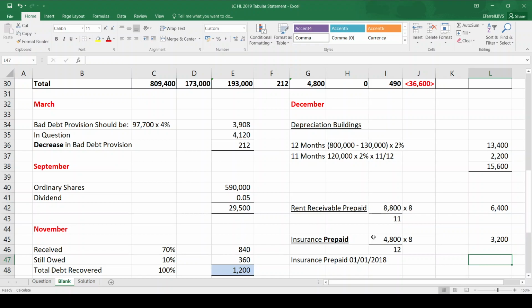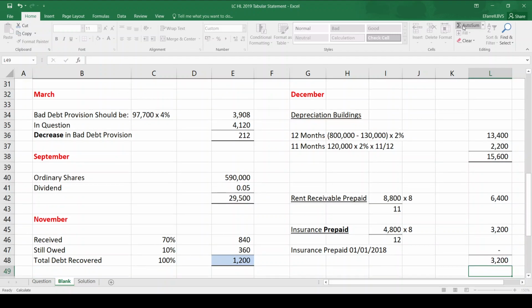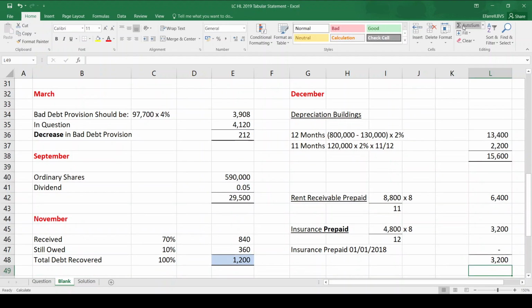Now, in some questions, there is insurance prepaid at the start. If there was, we would have to add it on. In this question, there isn't, so that's just going to be 0. So in total, this comes to 3,200. So I just need to put these figures into the tabular statement now.